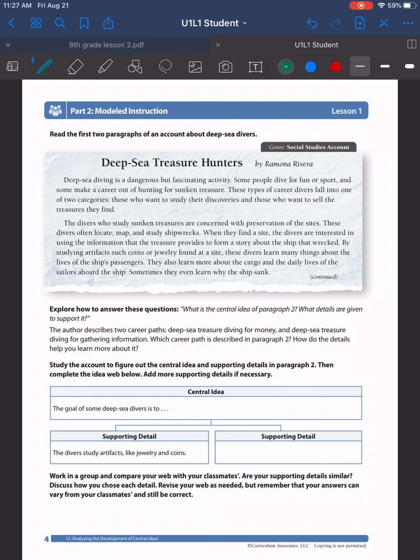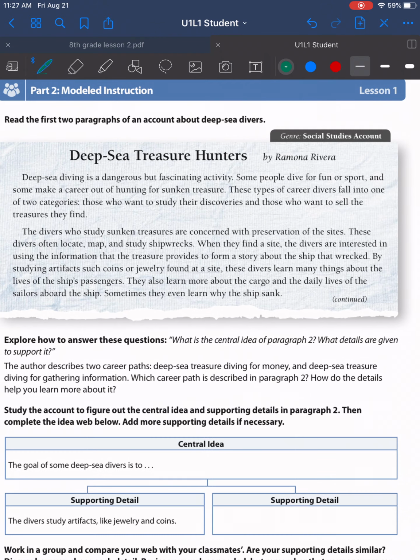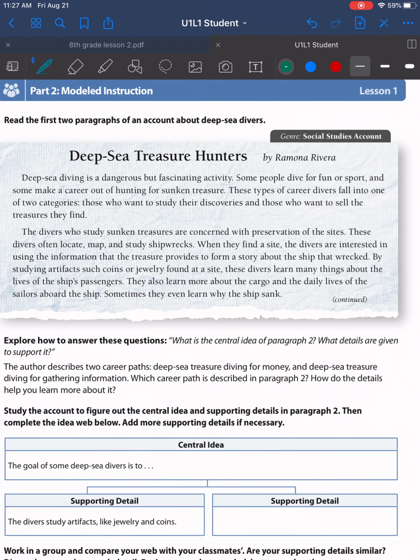The divers who study sunken treasures are concerned with the preservation of the sites. These divers often locate, map, and study shipwrecks. When they find a site the divers are interested in, using the information that the treasure provides to form a story about the ship that wrecked. By studying artifacts such as coins or jewelry found at a site, these divers learn many things about the lives of the ship's passengers. They also learn more about the cargo and the daily lives of the sailors aboard the ship. Sometimes they even learn why the ship sank.